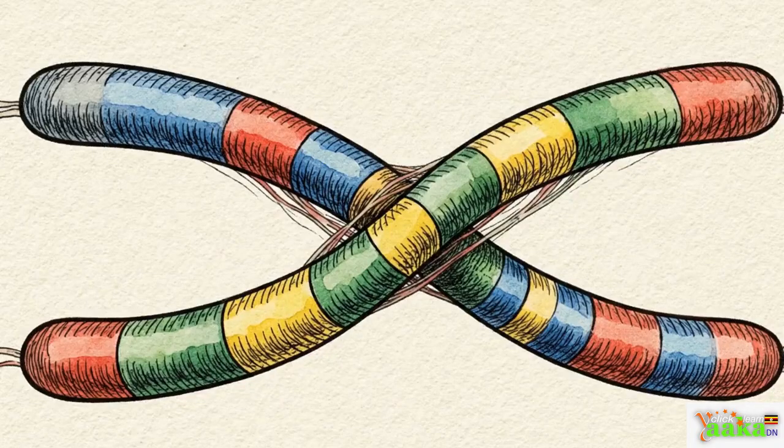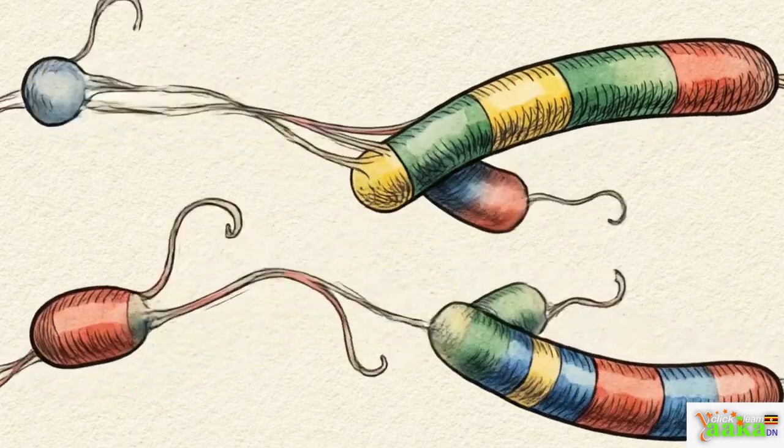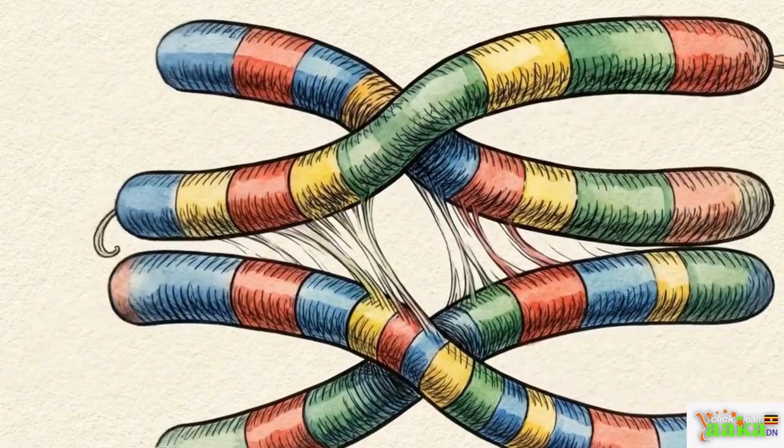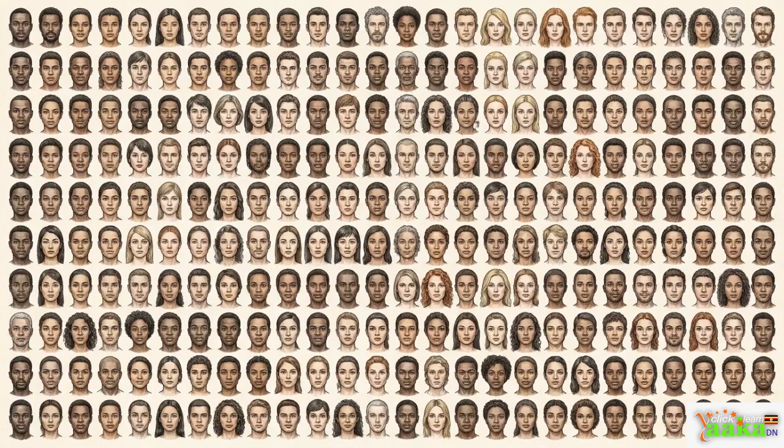Before separating, the chromosomes wrap together and swap random pieces of code. This biological shuffle mixes the parental recipes in a completely new way. This process ensures that when a sperm and egg meet, the baby has the correct total of 46 chromosomes. But because of that shuffle, they arrive with a genetic identity that is completely their own.